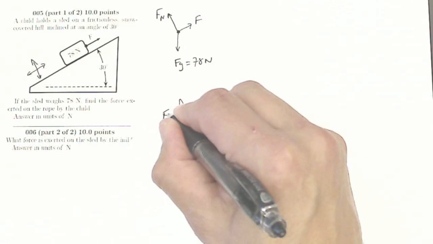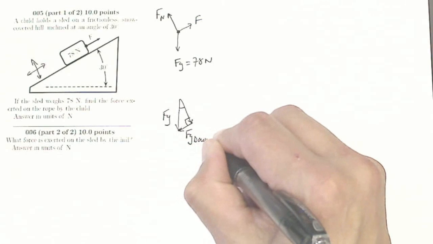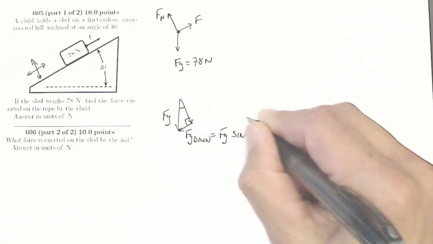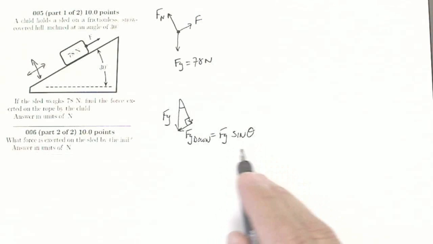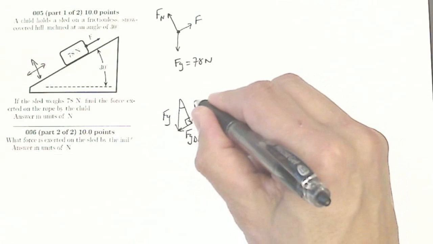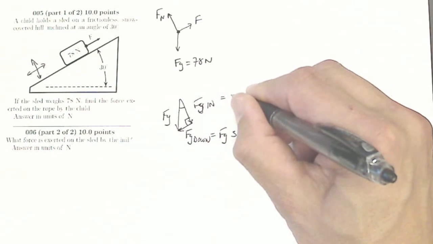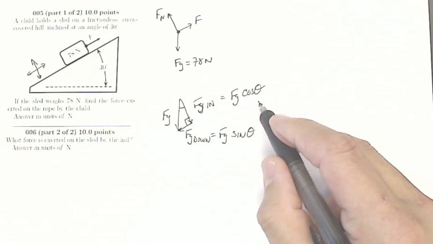So if this is my force of gravity, this one is going to be my force of gravity down the slope, which is going to be my force of gravity times the sine of the angle, because that's opposite. Also, g sine theta was my acceleration down the slope, so you should remember that. And this one is going to be my force of gravity into the slope, is the way I call it, and that's going to be my overall force of gravity times the cosine of theta.